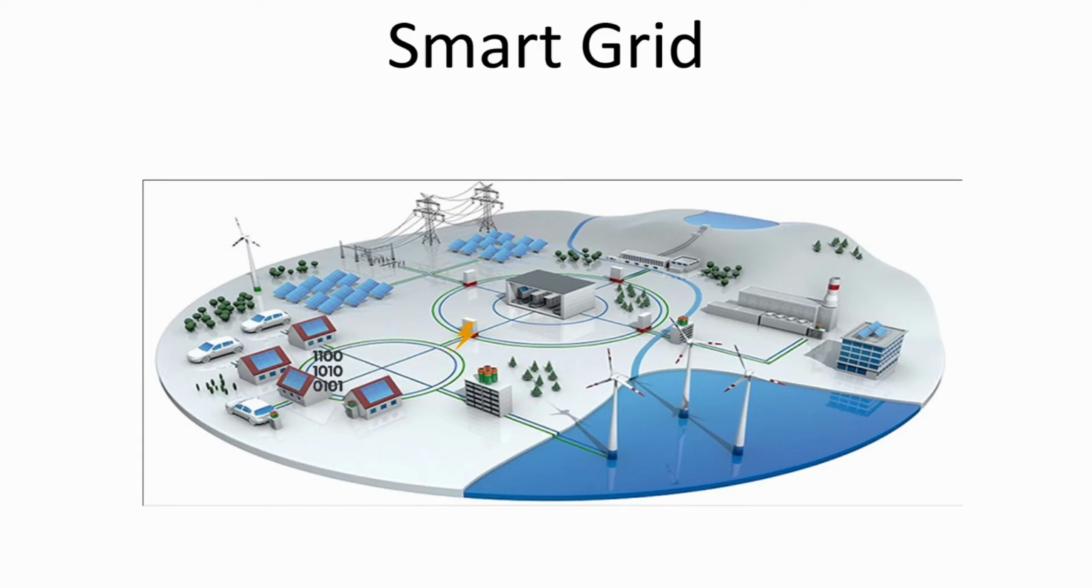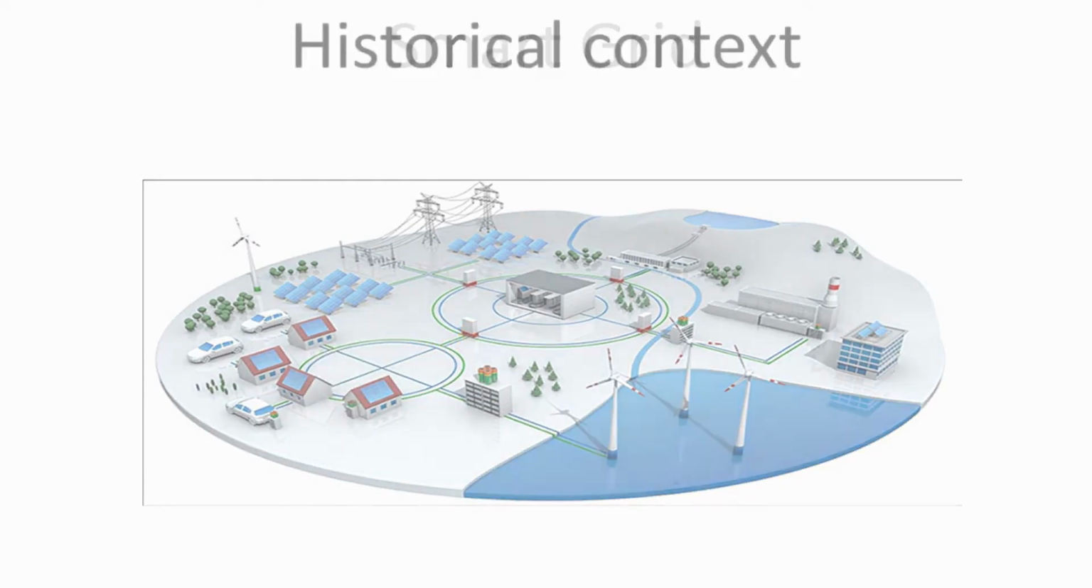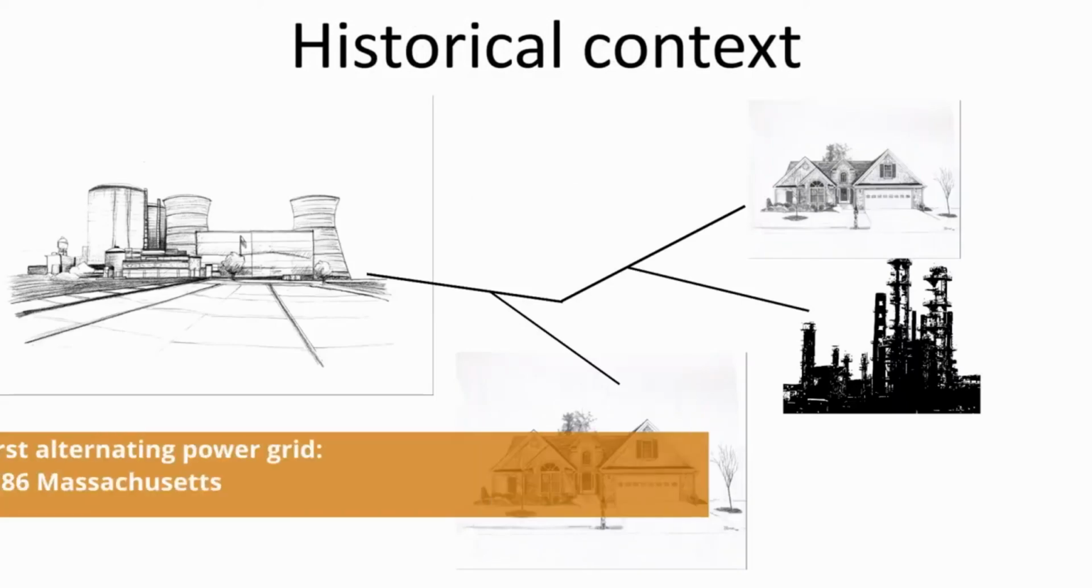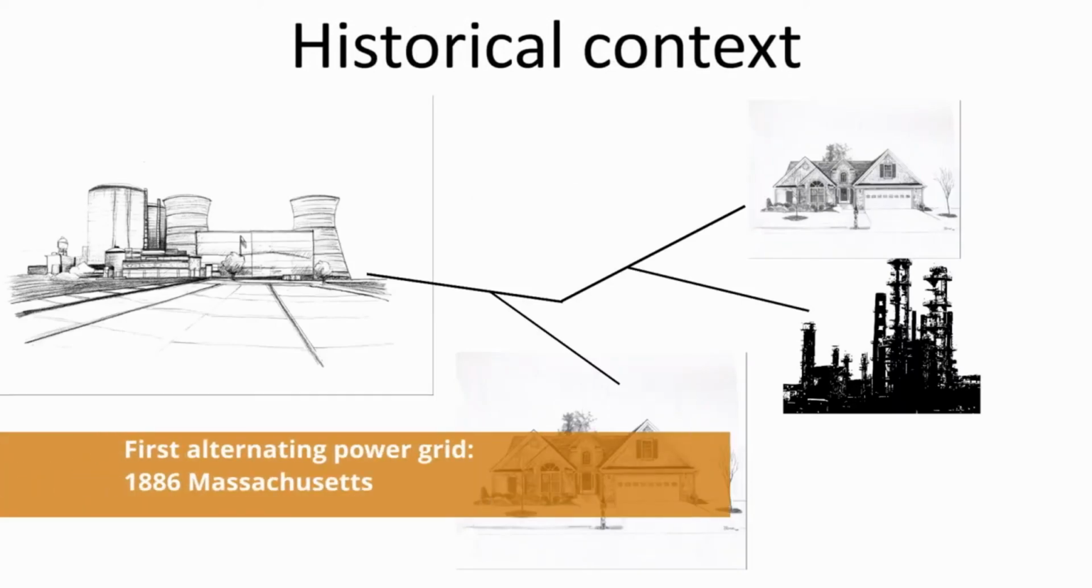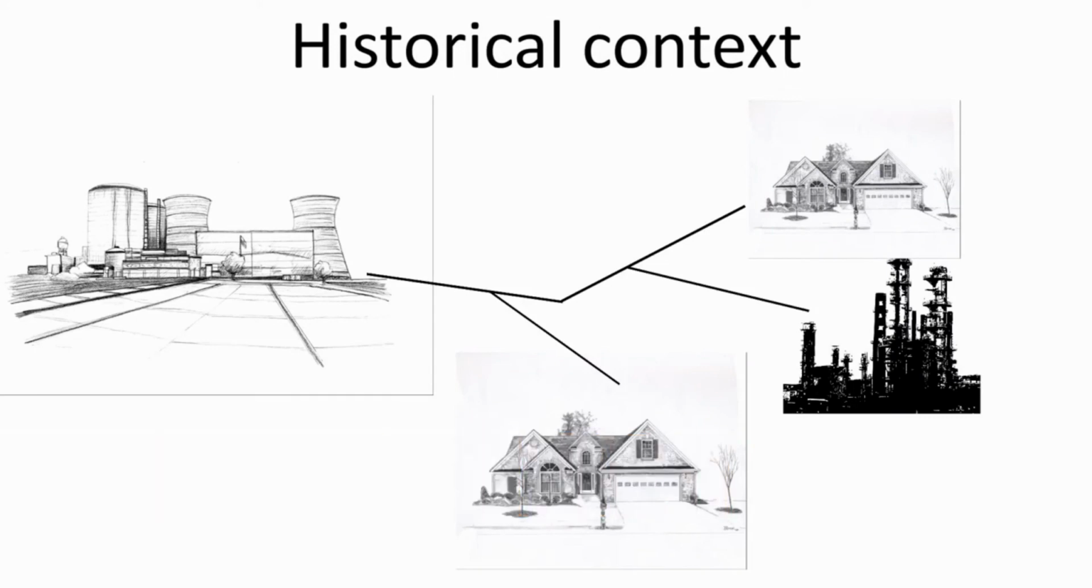Let's define the historical context. The first alternating current power grid system was installed in 1886 in Massachusetts. At that time, the grid was a centralized, unidirectional system of electrical power transmission, electricity distribution, and demand-driven control. So it was a central generation device connected to a series of users.